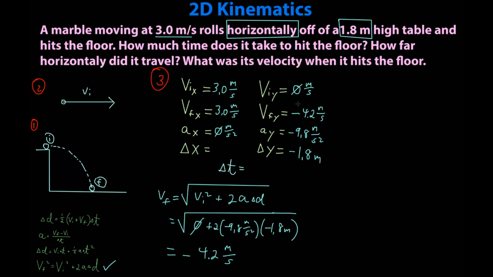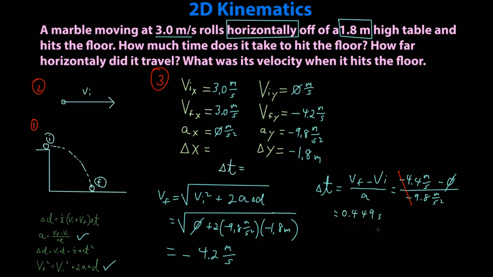Okay, now that we have the entire y-axis, I can very easily get my bridge, which is time. I'm going to use the second kinematic equation here. VF minus VI over A is negative 4.2 meters per second minus 0 over negative 9.8 meters per second squared. These negatives cancel. I get a time of 0.449 seconds. Again, I'm going to take that and immediately put it in my givens, 0.449 seconds. Now that I have my bridge, I can jump to the x-axis.